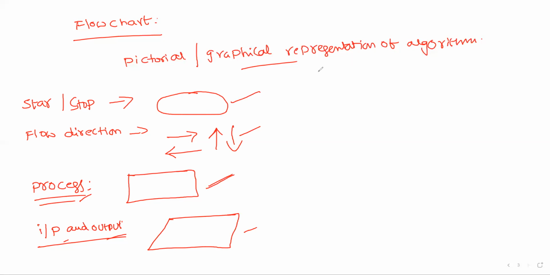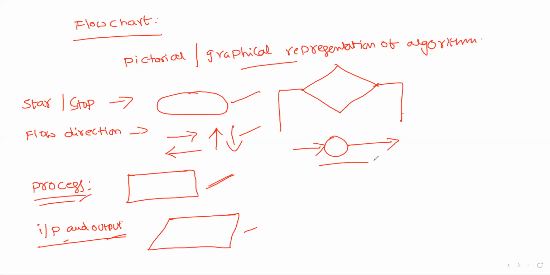One more thing is the decision-making statement, that is, the condition. Based on the condition, we move in one way or the other. This is represented by the diamond symbol or rhombus. One more thing is the connector. For example, if the flowchart does not fit on a single page and is present on more than one page, we use a connector to make the connection between the parts. These are the symbols that are used for flowcharts.